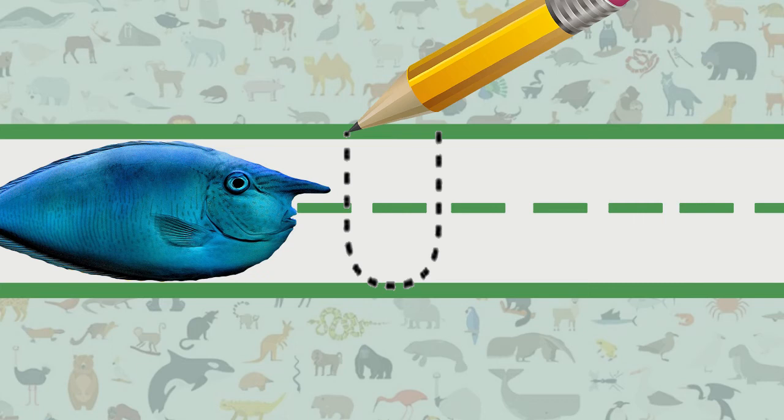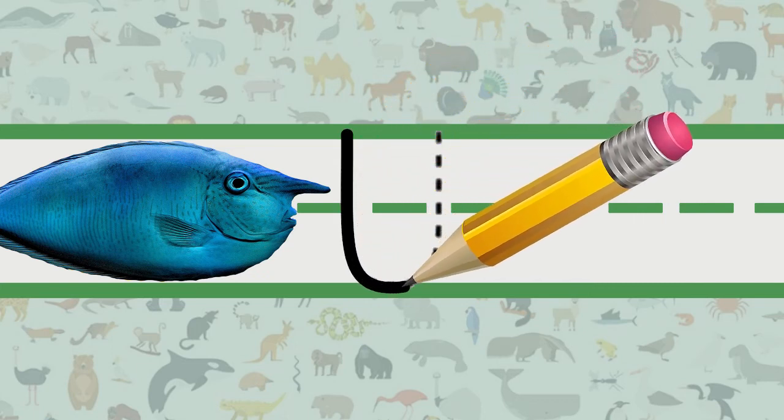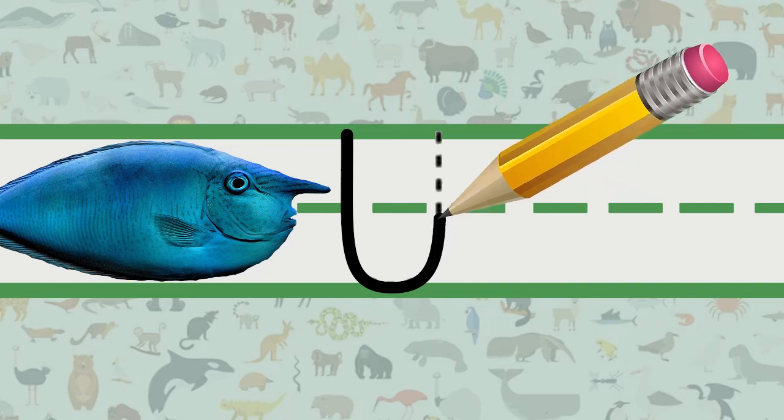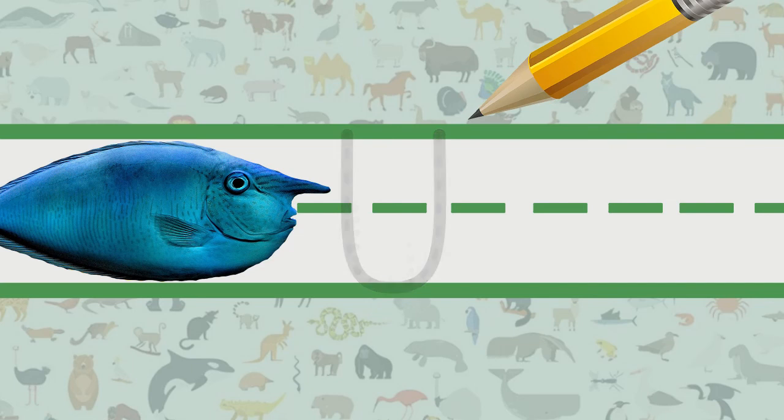Start at the top and draw a line down to the bottom, then curve to the right and draw a line back to the top. Good job! Now let's write little u or lowercase u.